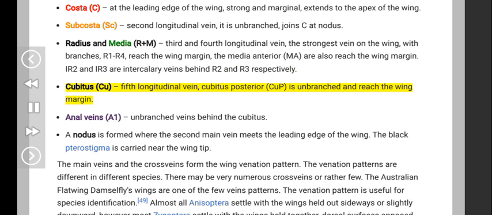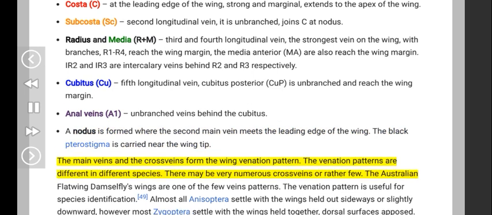Cubitus CU, the fifth longitudinal vein, cubitus posterior CUP, is unbranched and reaches the wing margin. Anal veins A1, unbranched veins behind the cubitus. A nodus is formed where the second main vein meets the leading edge of the wing. The black pterostigma is carried near the wing tip. The main veins and the crossveins form the wing venation pattern.